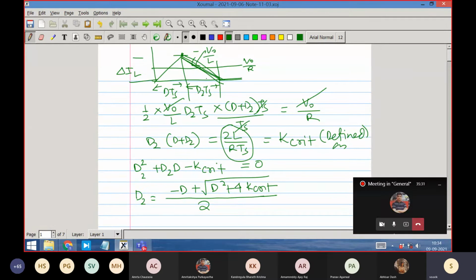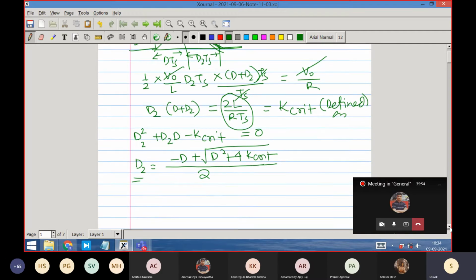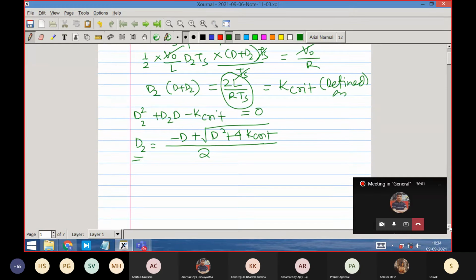That will be dependent on so many things, on the circuit conditions. It will not only depend on the inductor, it will also depend on the load resistance, and on the switching period. So based on this and the duty ratio, D2 will be determined, right? Now what do we do here?